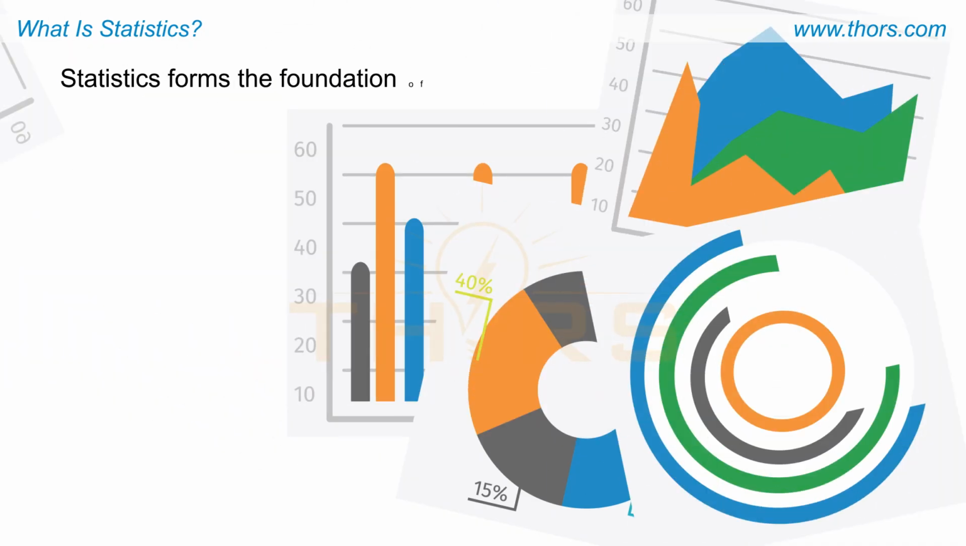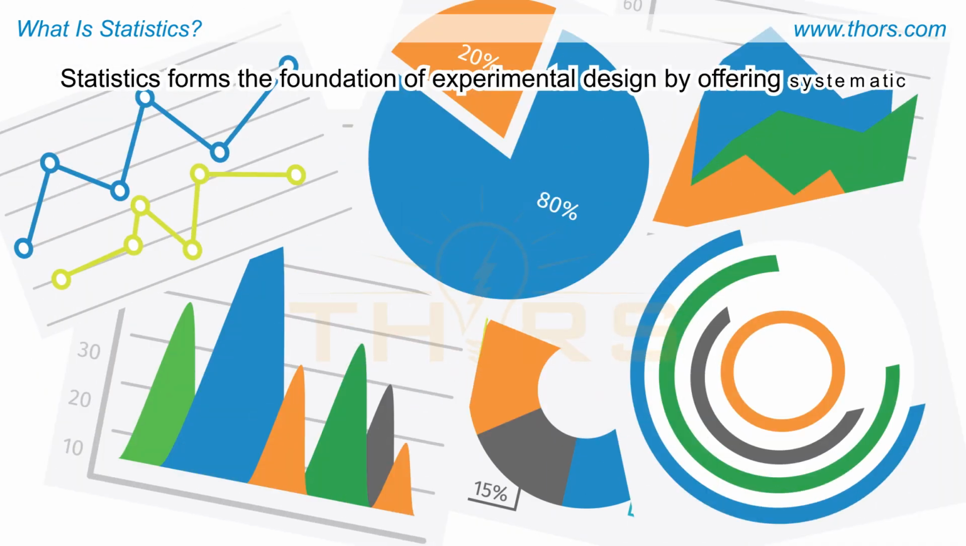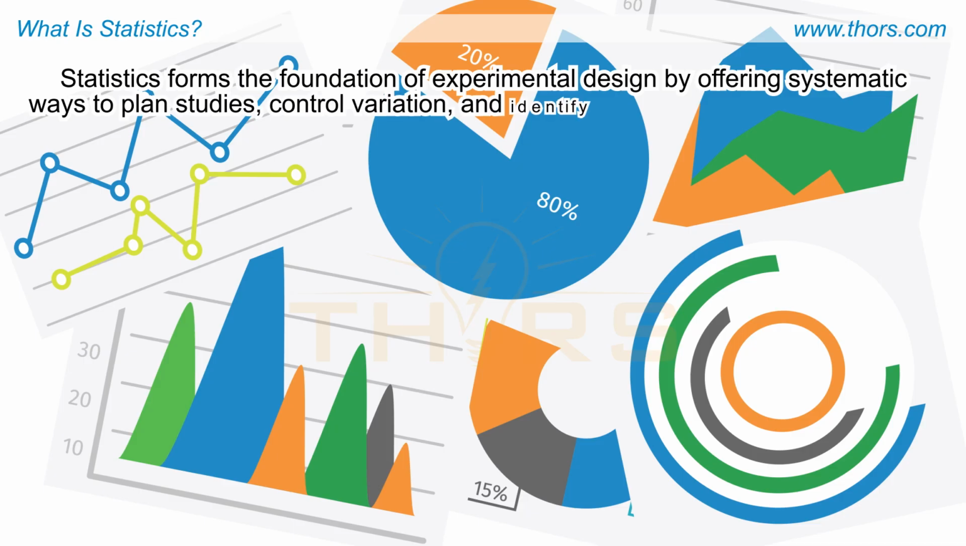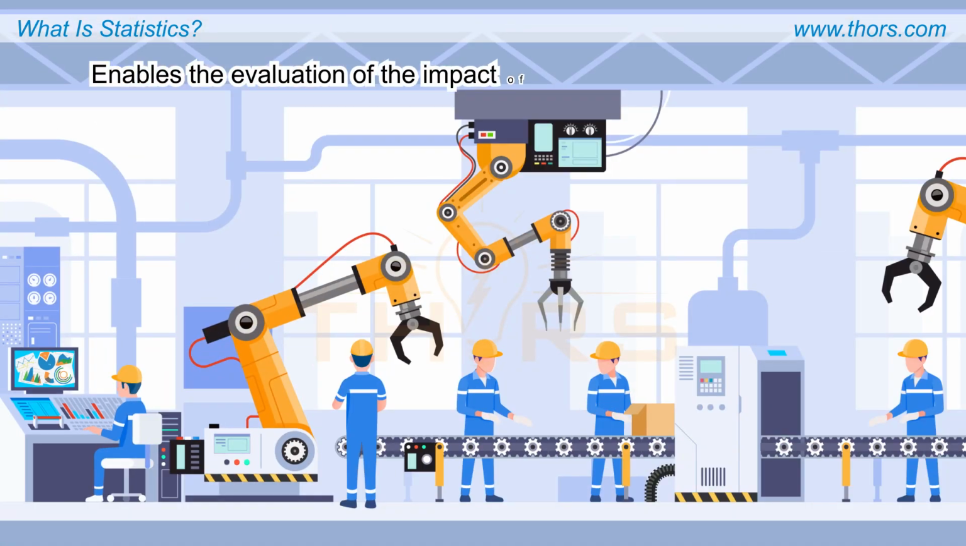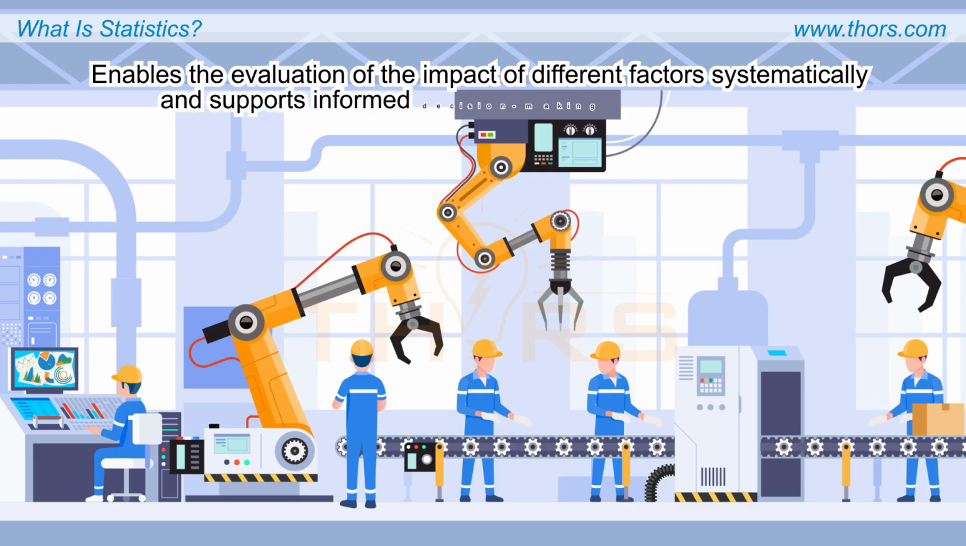Statistics forms the foundation of experimental design by offering systematic ways to plan studies, control variation, and identify cause and effect relationships. This enables the evaluation of the impact of different factors systematically and supports informed decision-making under uncertainty.